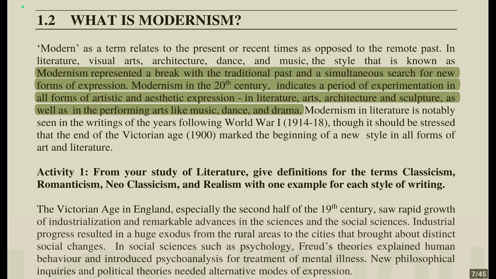Modernism in literature is notably seen in the writings of the years following World War One. So modernism became more prominent, more noticeable after the years of World War One, after 1918, or between 1914 to 1918 as well, you can consider it. Though it should be stressed that the end of the Victorian age marked the beginning of a new style in all forms of art and literature. So by the end of the Victorian age, modernism had already started. It wasn't so prominent or noticeable, but it had already started by the end of the Victorian era.